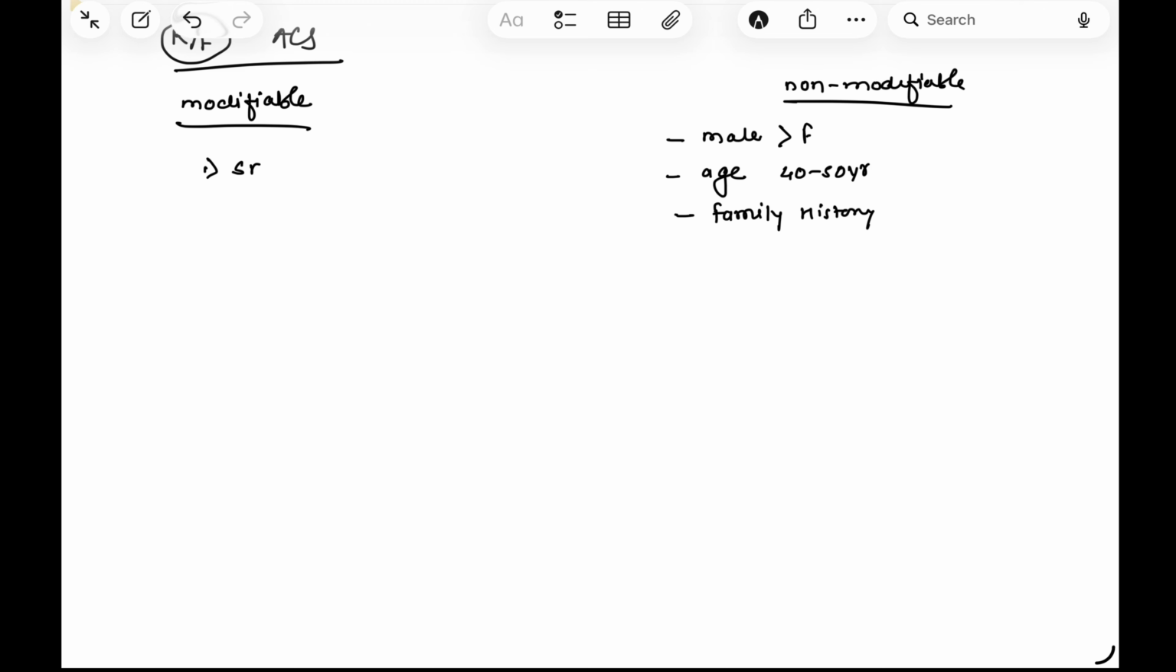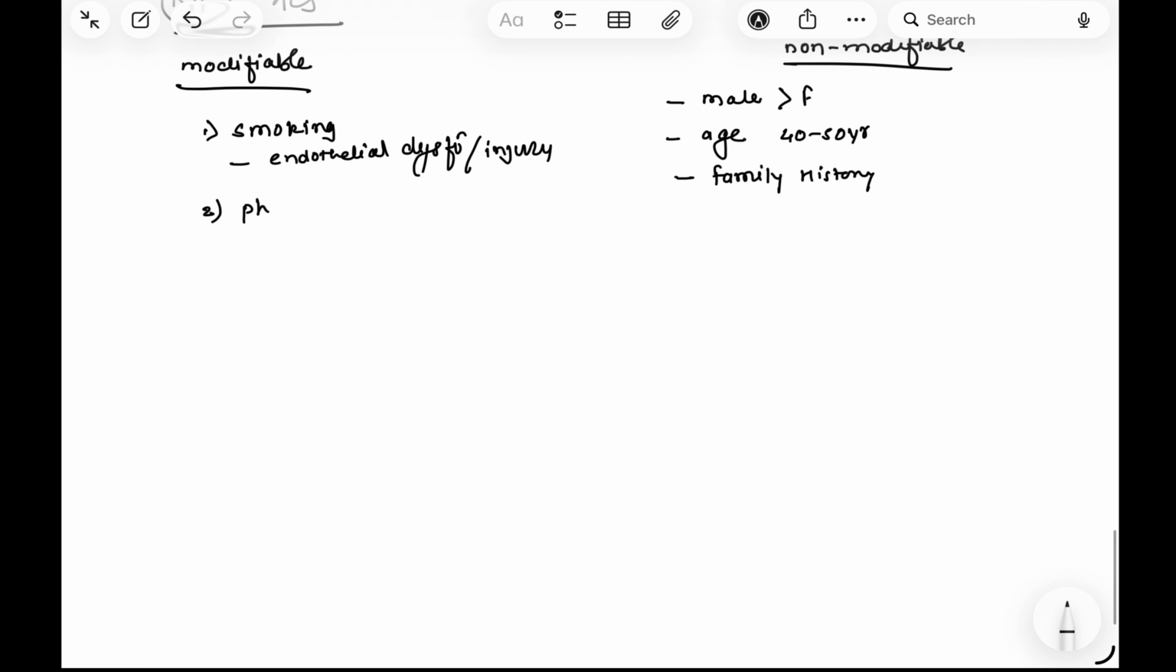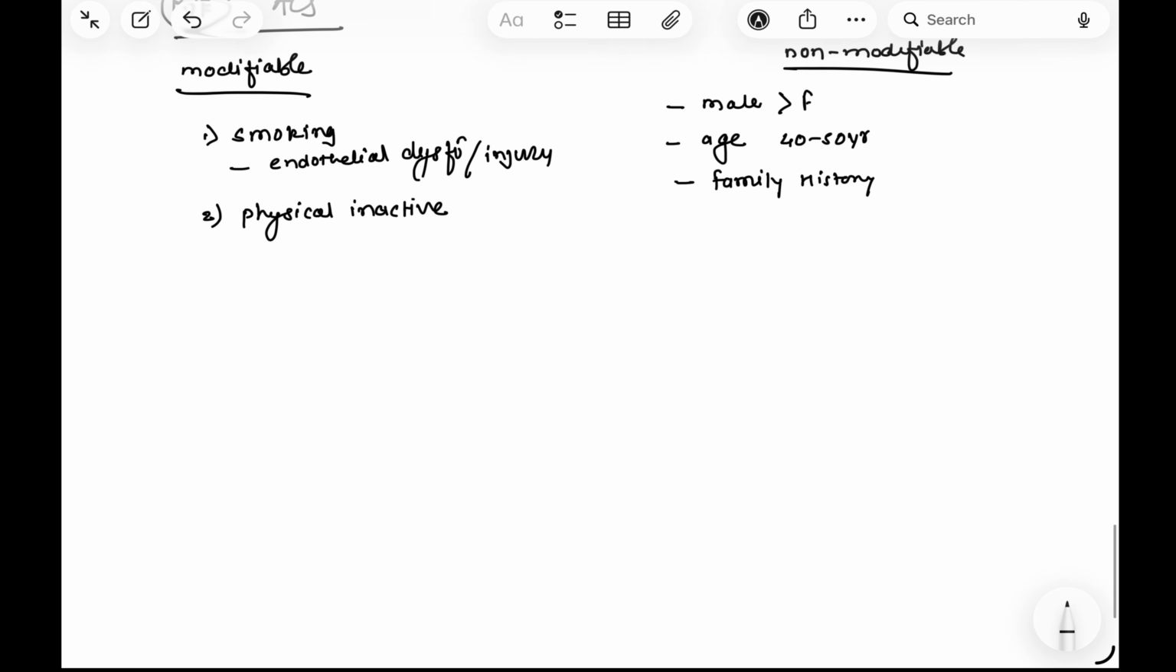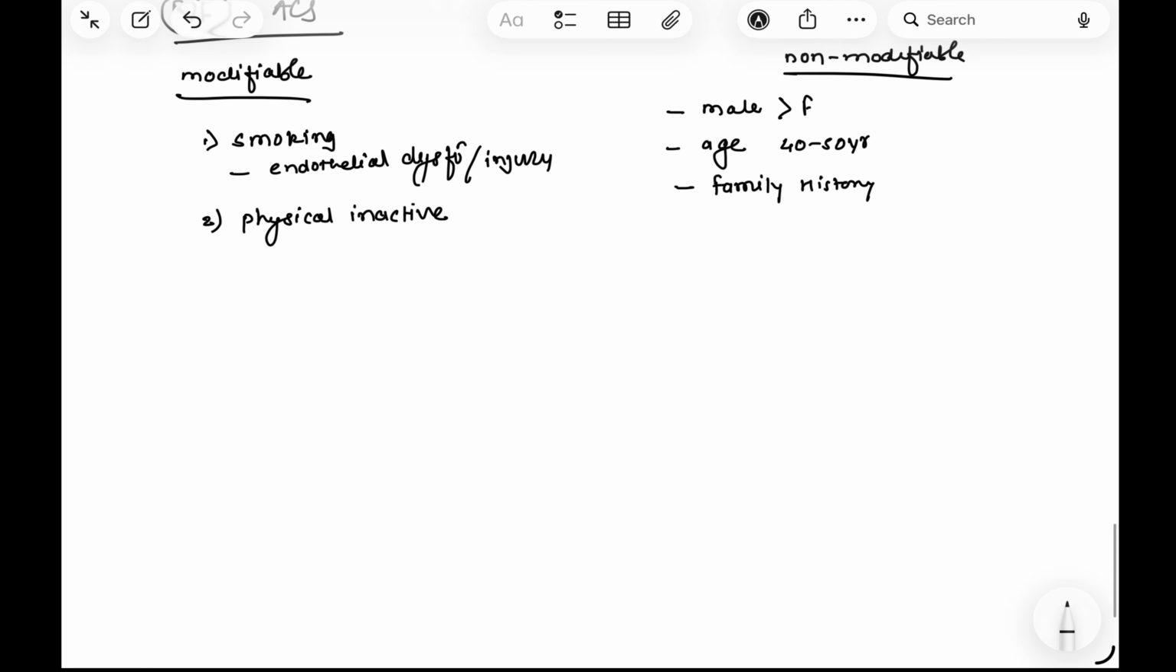Now what are the modifiable factors? The first one is smoking. Smoking is responsible for endothelial dysfunction, or you can say injury. It causes endothelial injury, so it accelerates the atherosclerosis event. Second one is physical inactivity. So people who are very physically inactive are more prone to ACS, and this is modifiable.